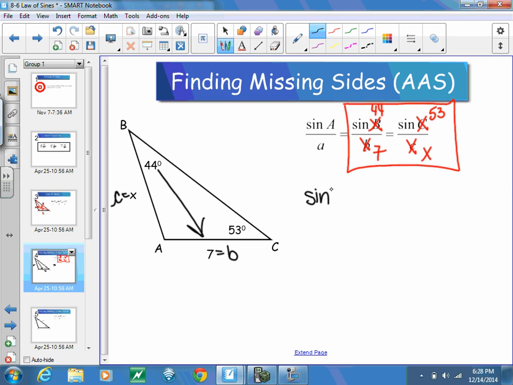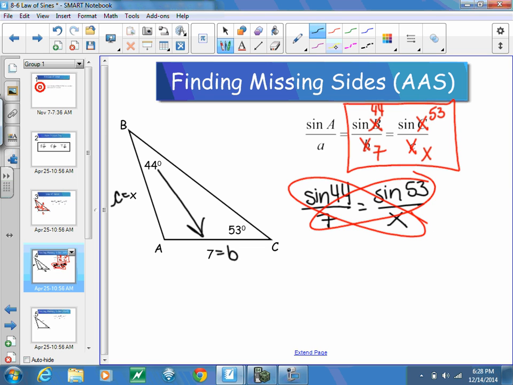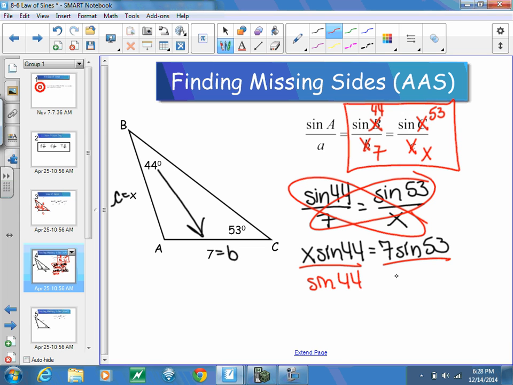So I have the sine of 44 divided by 7 is equal to the sine of 53 divided by x. With our proportion, we can cross multiply to help us solve. So x times the sine of 44 is equal to 7 times the sine of 53. I'm going to divide both sides of our equation by the sine of 44 degrees, and then to get our answer for x, we're going to go to our calculator.